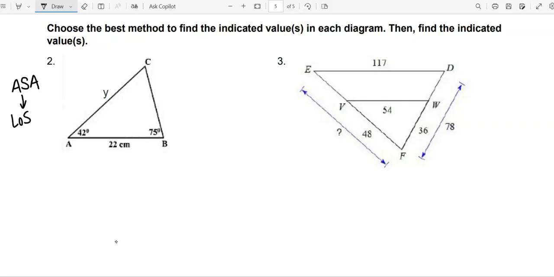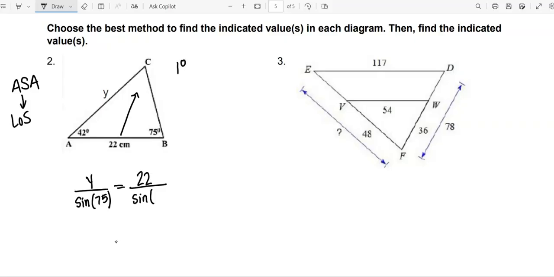If I'm trying to find y, that's a side length, and so y is going to go on the top, over, that's a side length, so it goes over sine of its opposite angle, 75, equals, again, I need to use a side length here, the only one I know is 22, over sine of its opposite angle, which is angle C, and I don't know that angle.